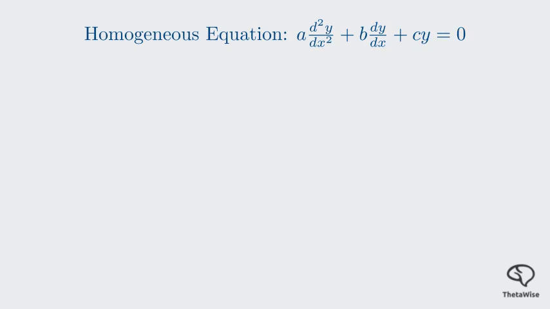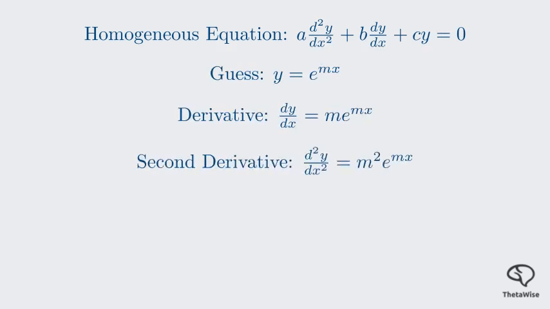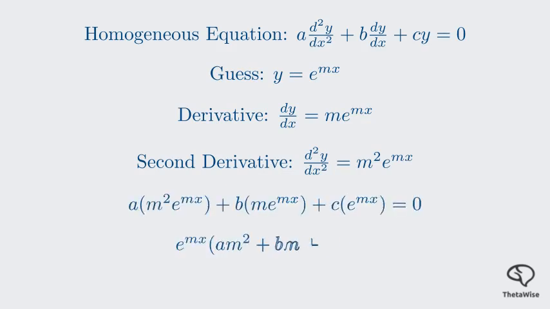Let's see why this works. If y is e to the power of mx, then its first derivative is m times e to the power of mx, and its second derivative is m squared times e to the power of mx. We get a simple power of m. Substituting these back into the homogeneous equation, we can factor out e to the power of mx. The only way this entire expression can be 0 is if the part in the brackets is 0, since e to the mx is never 0.